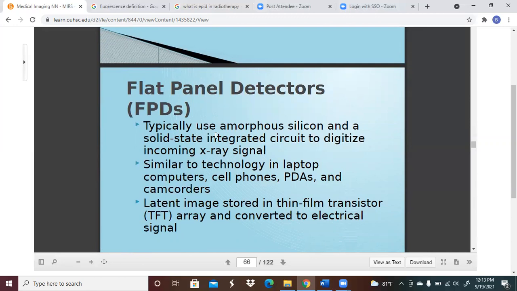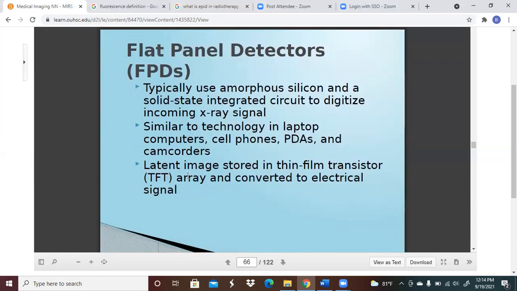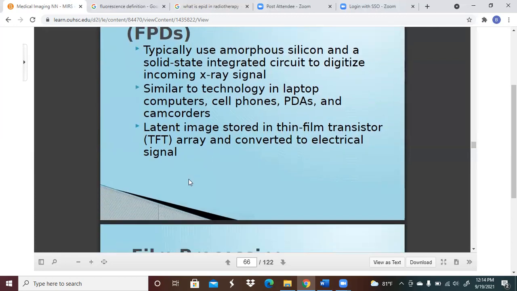Flat panel detectors use amorphous silicon and solid state integrated circuits to digitize incoming X-ray signals. Similar to technology in laptops and other devices, the latent image is stored in the thin film transistor array and converted to an electrical signal.